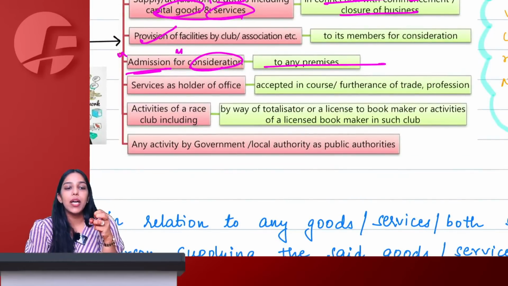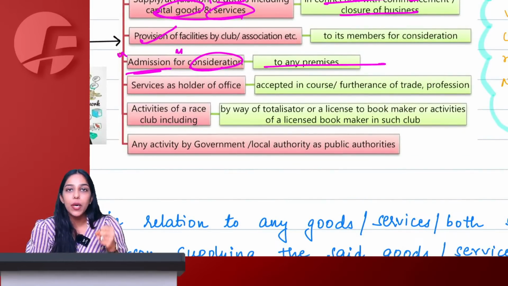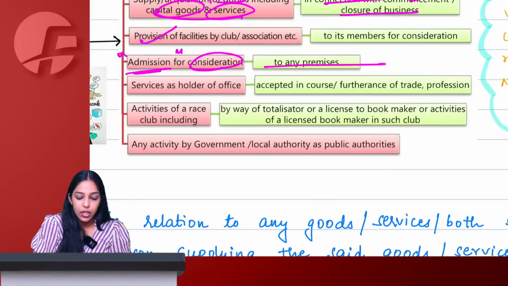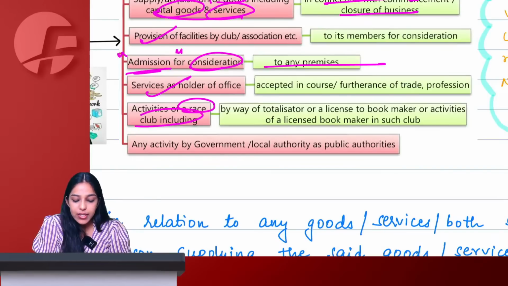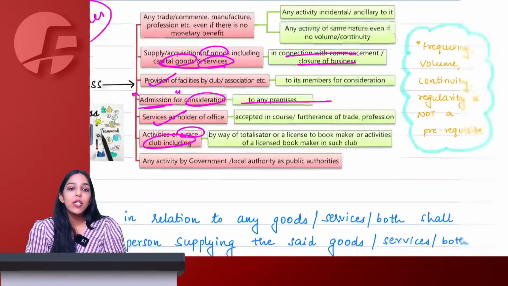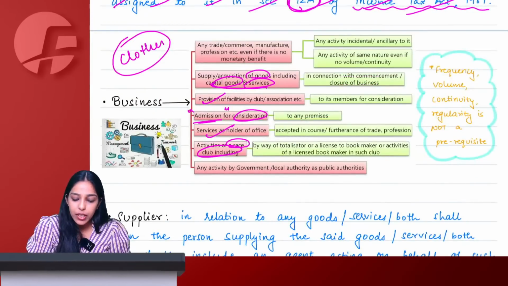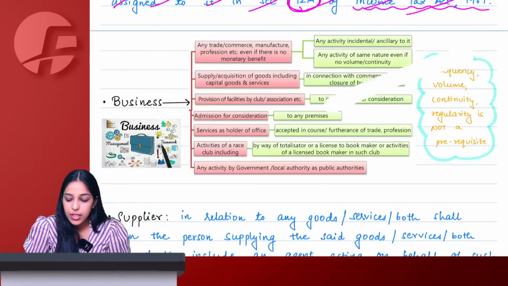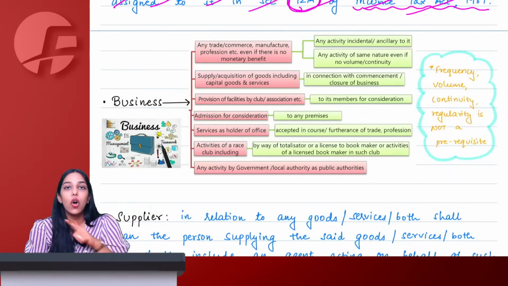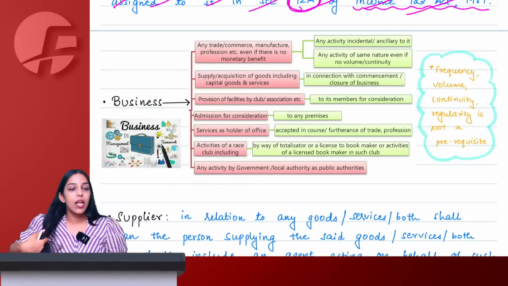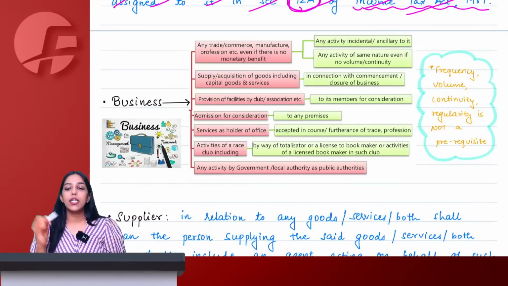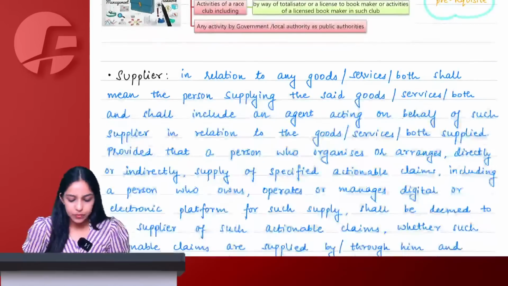You are holding some kind of a post, and to hold that office or post, you are charging some remuneration, that is also business. A horse race club, that is also business. Government doing something, public authorities, everything is business under GST. Whether you are earning out of it or not earning out of it, nothing is relevant. Your intention is business, it is all business only.